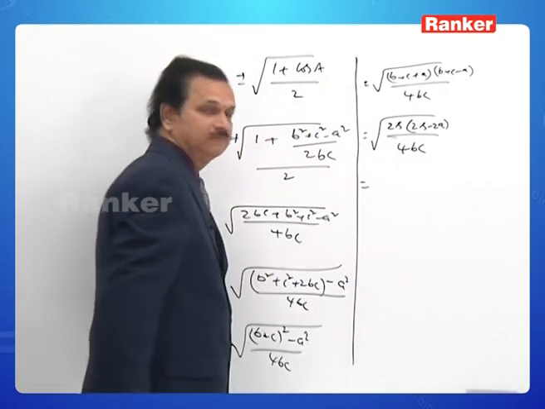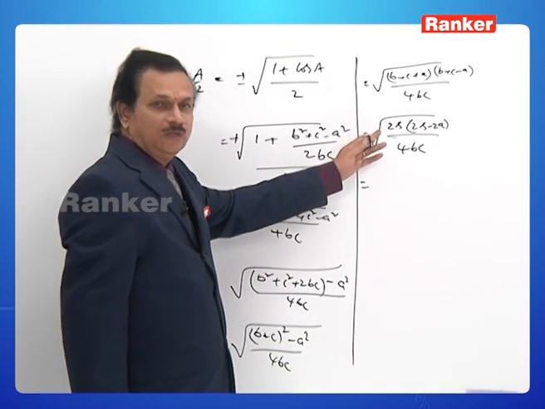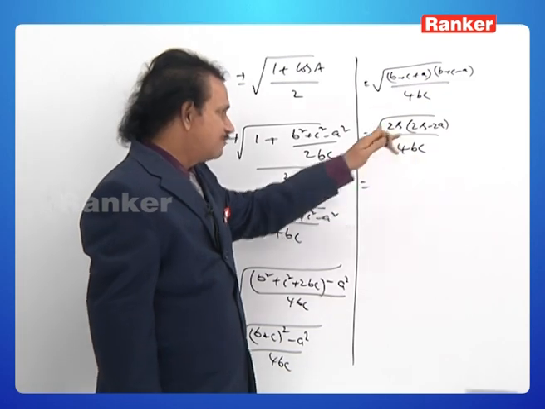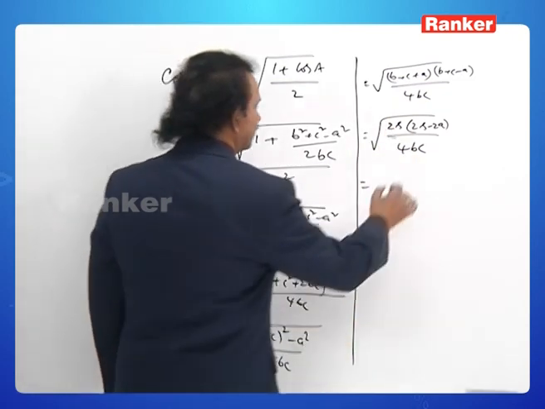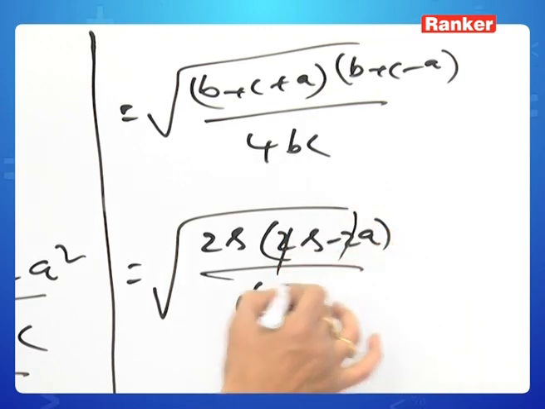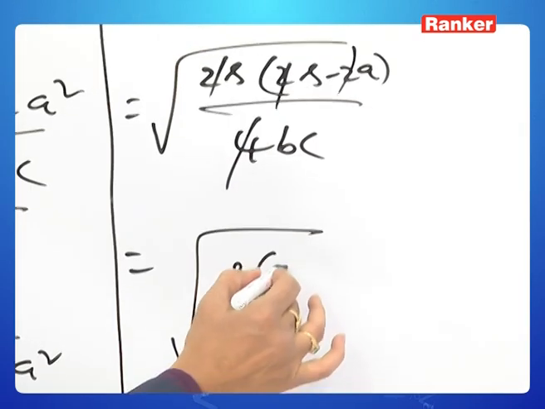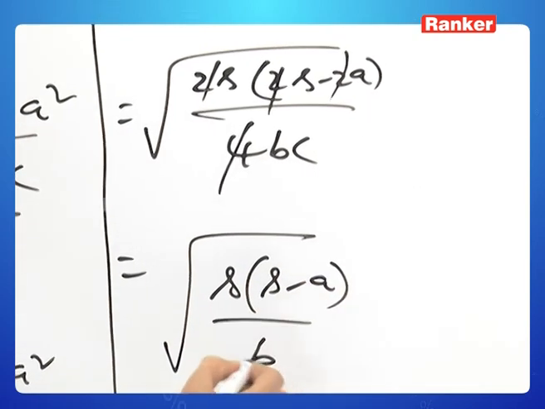Well, my dear, here it is 2. You can take 2 as a common factor from this bracket. Total it becomes 4. That 4 and this 4 can be cancelled. At last, what could you have? s into (s minus a) by bc.